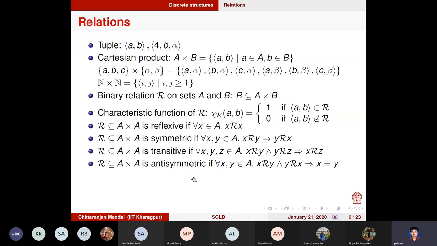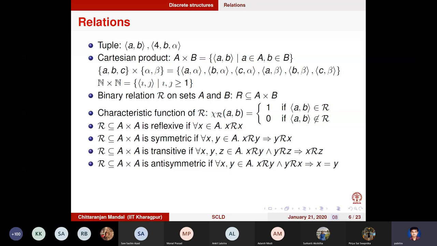In other words, it means that if we find that x is related to y and we also find that y is related to x, you can say that x is equal to y. One simple example: let's take the set of all integers, and say A is the set of all integers, and I will say x is related to y if x is greater than.